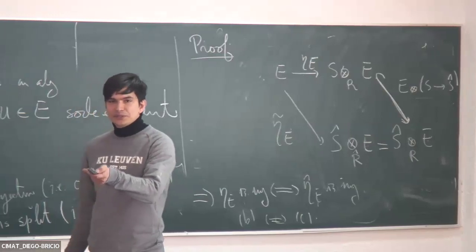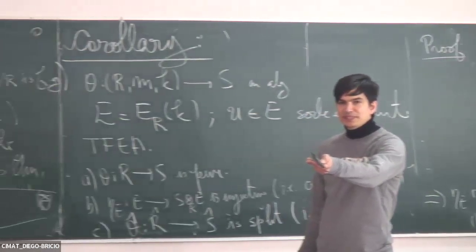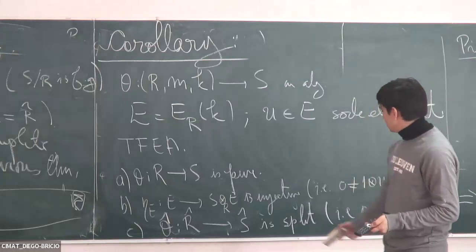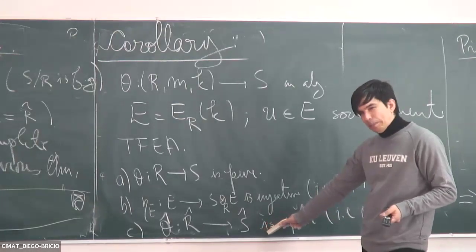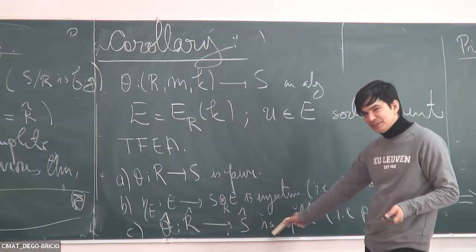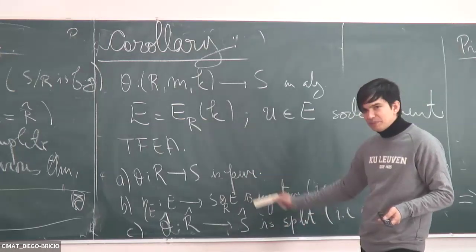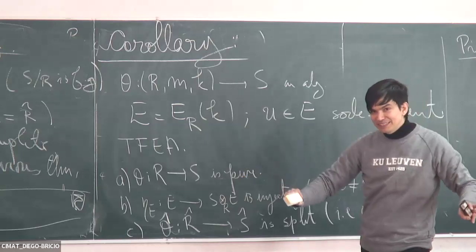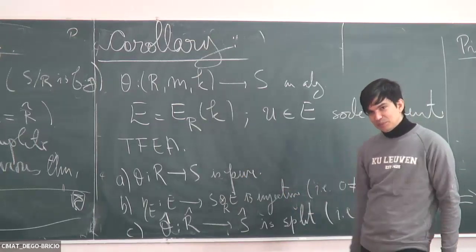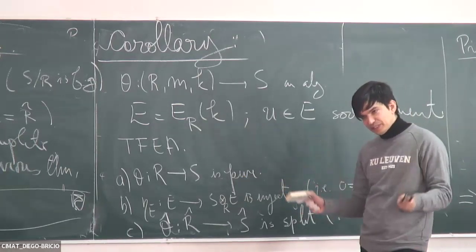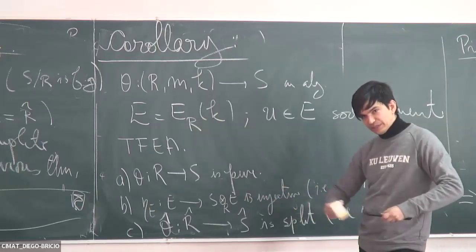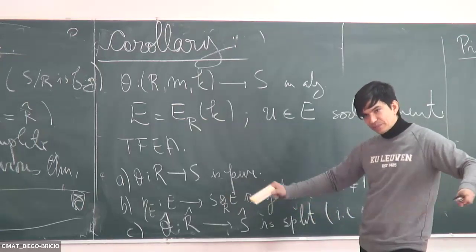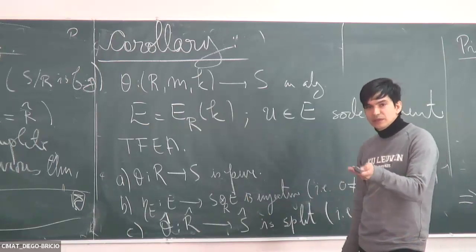Okay, if there are no questions with that part of the proof, let's prove that C implies A. In other words, that if you have a splitting after you complete, you can for sure guarantee that your map is pure. You cannot say this is split. The splitting doesn't descend. You know, the splitting is an infinitesimal thing that doesn't spread to the whole thing.